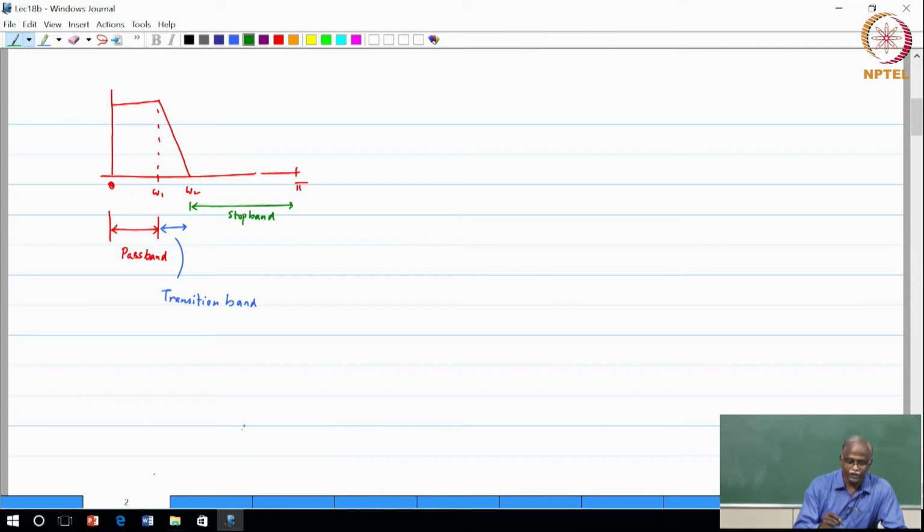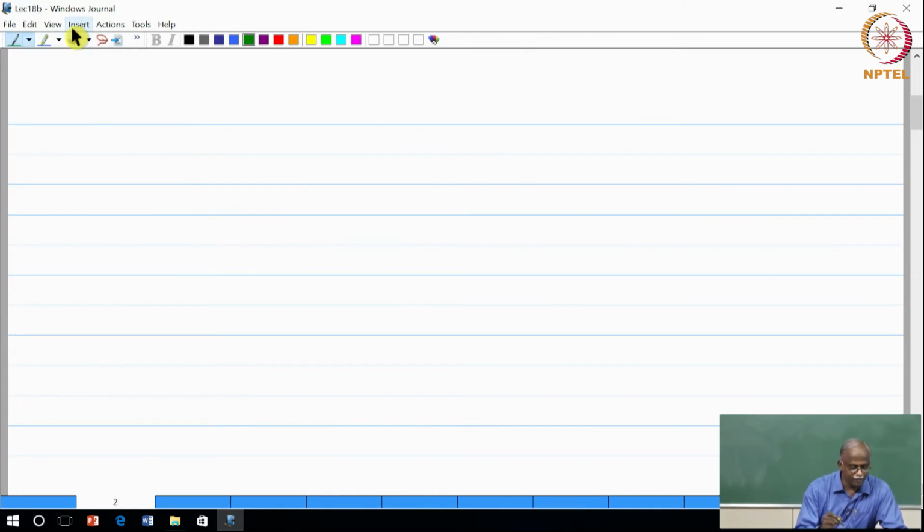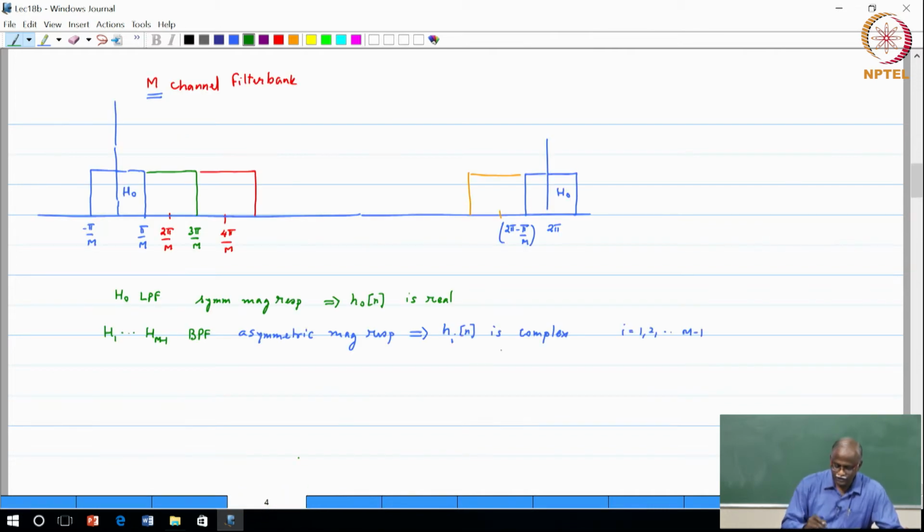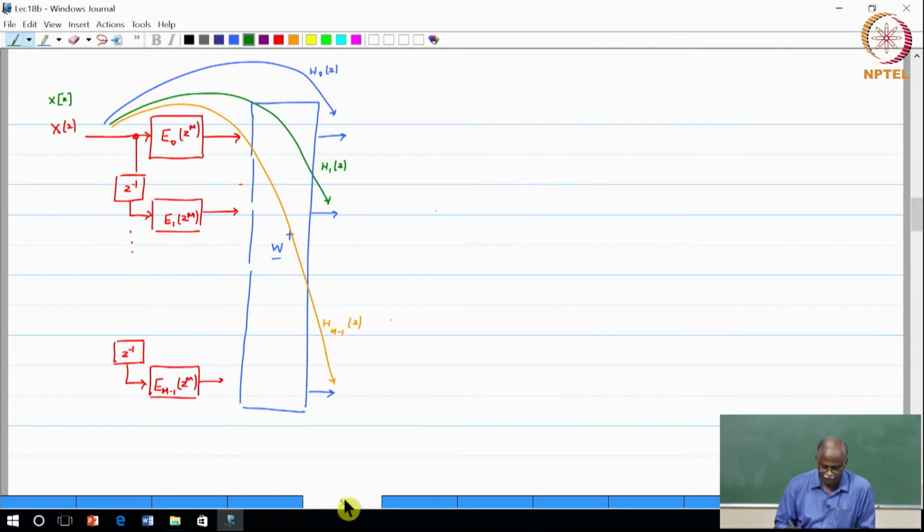So a quick review of what we discussed in the last class, so that we can start to build on the topics that we have for today. The fundamental principle that we are working with is the DFT filter bank. So basically we are looking at a bank of M filters, each of which is shifted in frequency.